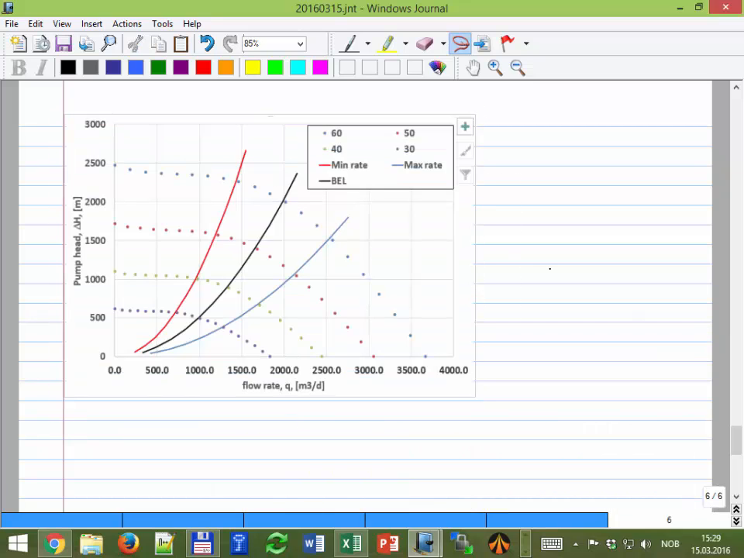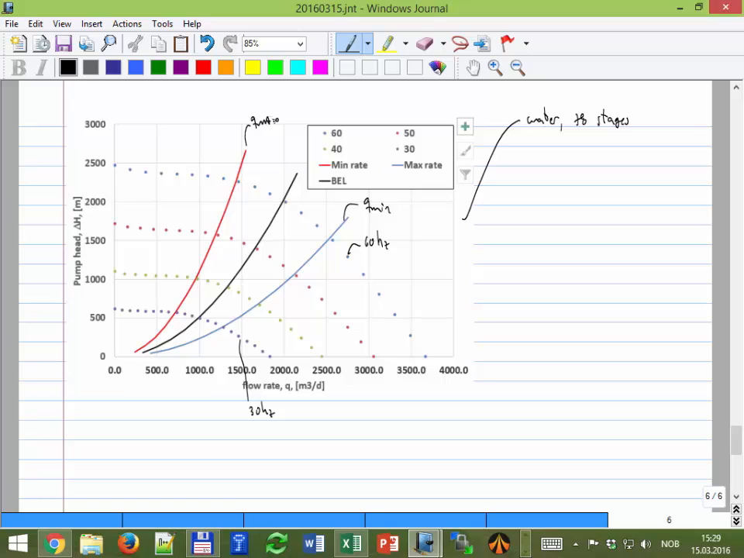So that's for 78 stages, still for water, and for 60 to 30 hertz. This is 60 hertz maximum, and this is 30 hertz. And this is the minimum rate line. Remember that it changes according to the frequency. This is the maximum rate line, and this is the best efficiency line.